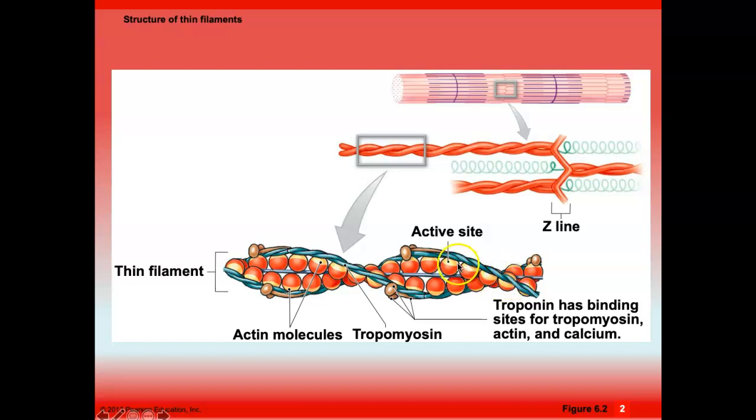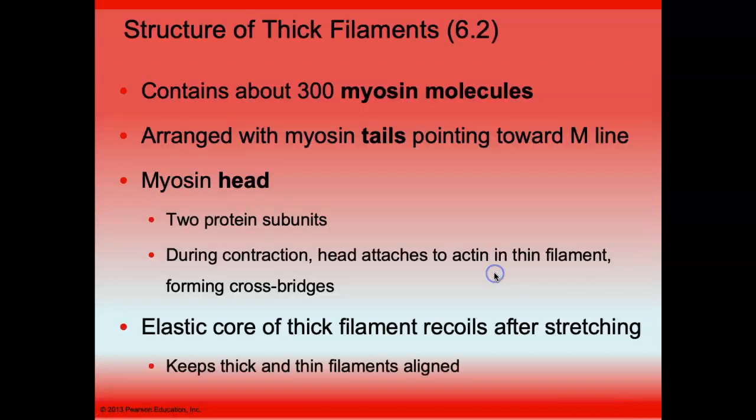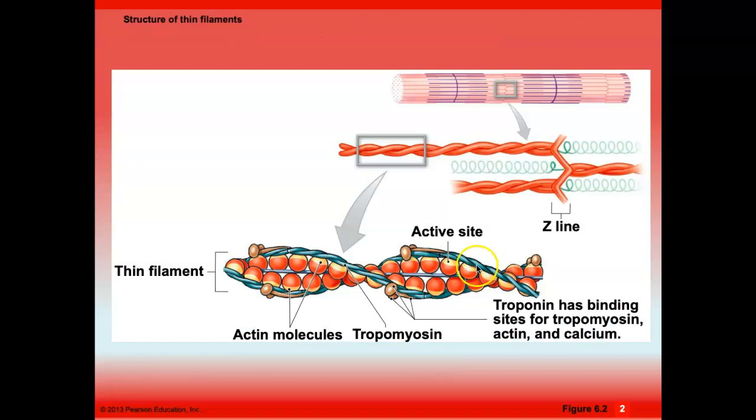There are what are called active sites on the actin that are covered up with a protein called tropomyosin. See this blue chain here? It's a protein. It's covering up the active sites. It's kind of locked into position with troponin. Well, you've got to unlock those active sites in order for a muscle to contract. And the key to unlock those sites is calcium.